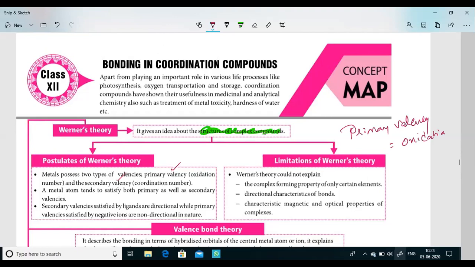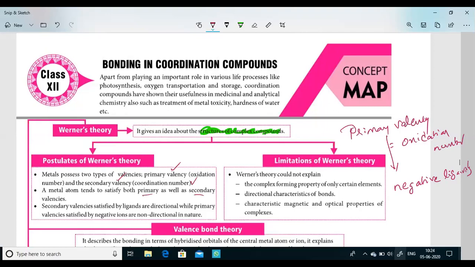This primary valency is satisfied by negative ligands. So the primary valency is nothing but the oxidation number of the central metal ion, and it is satisfied by the negative ligands. The secondary valency gives the coordination number. A metal atom tends to satisfy both the primary as well as the secondary valencies.